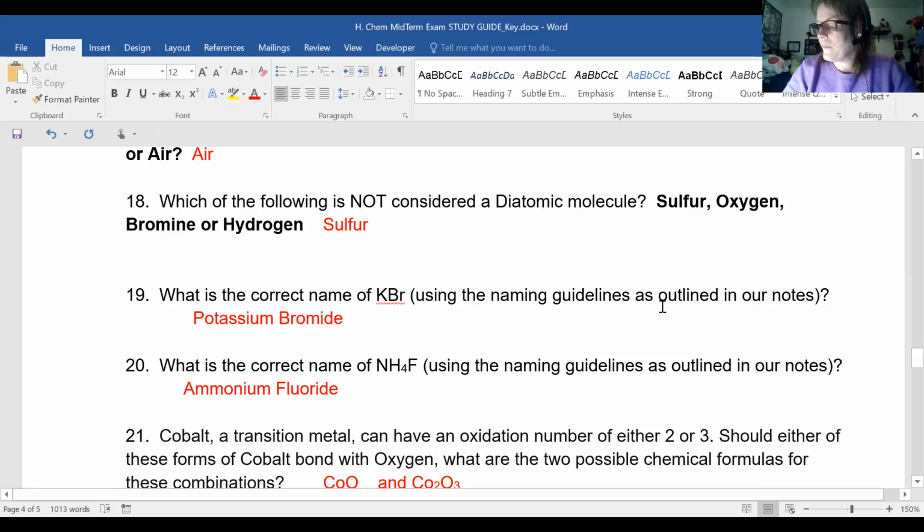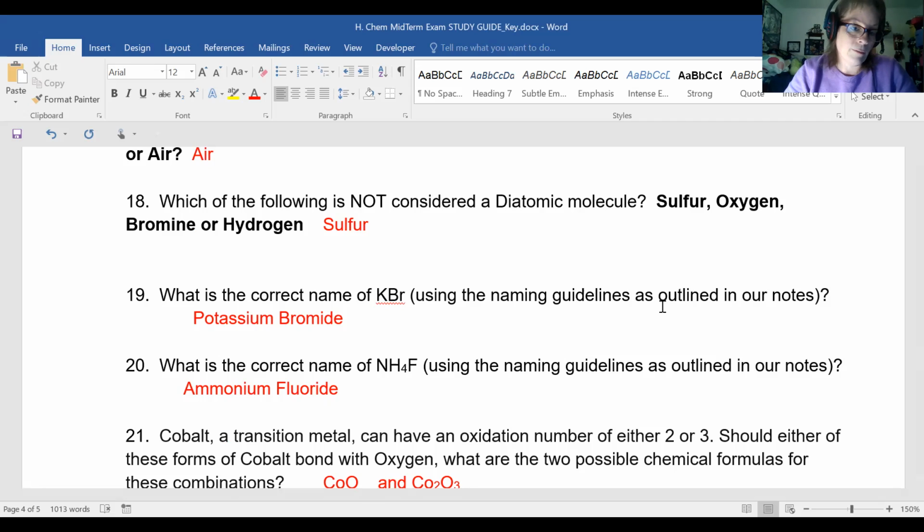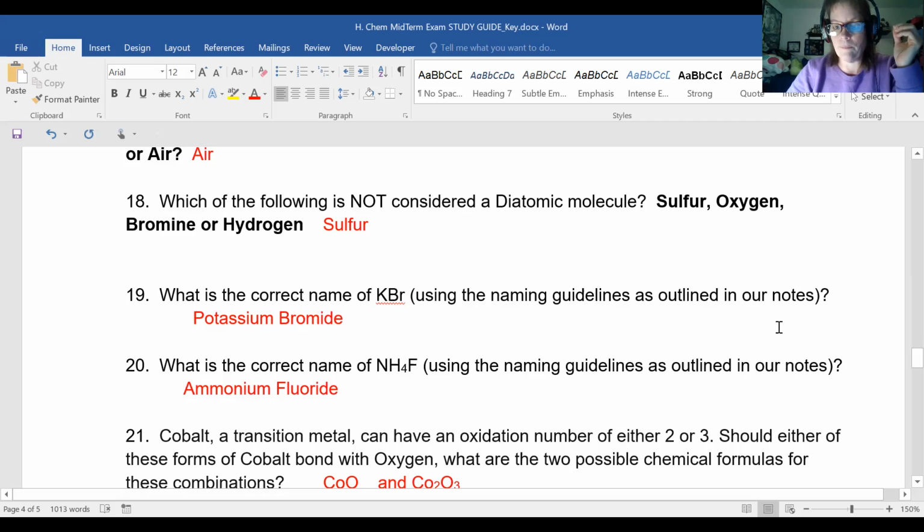But these are the 7 elements that tend to form diatomic molecules, and that would be hydrogen, nitrogen, fluorine, oxygen, iodine, chlorine, and bromine. Thus the mnemonic, the first letter of each one. So out of these 4 that are given, sulfur was not one of those. So sulfur is not considered a diatomic molecule.